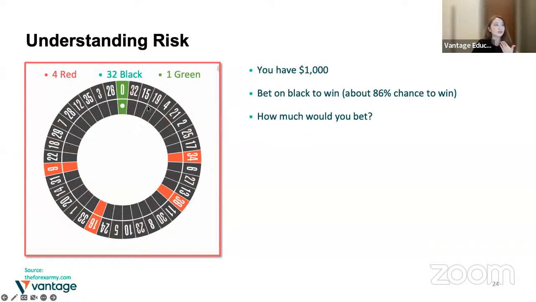And then if we have 32 black, 4 red and 1 green, and you have $1,000 to bet on black to win, with an 86% chance of winning, how much would you bet? Basically, we are taking the probability multiplied by the capital, divided by the capital. So we will know how much betting is appropriate to gain from the 86% and how much risk you're actually involving your $1,000 capital in.